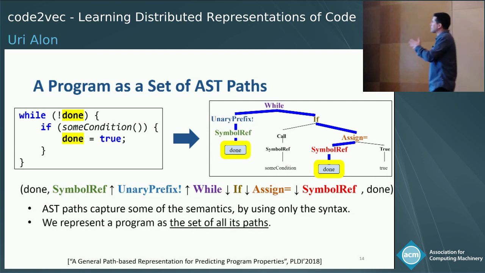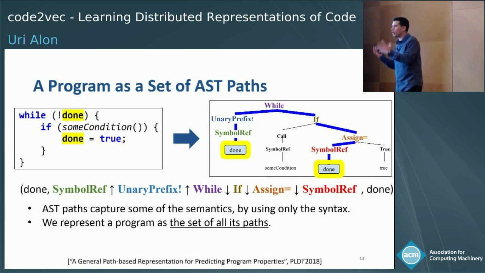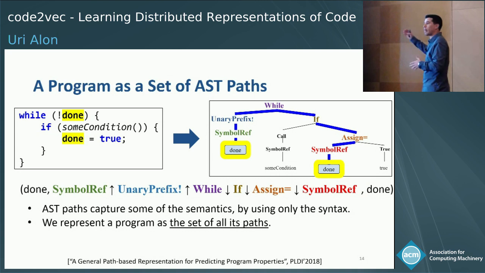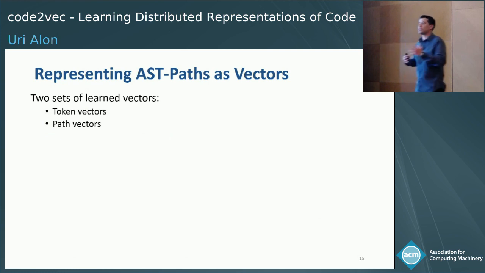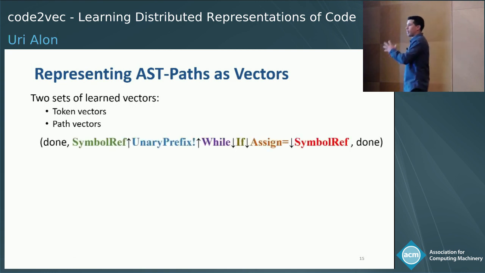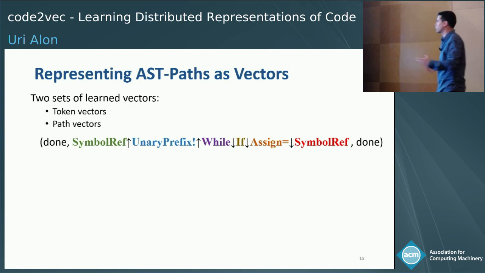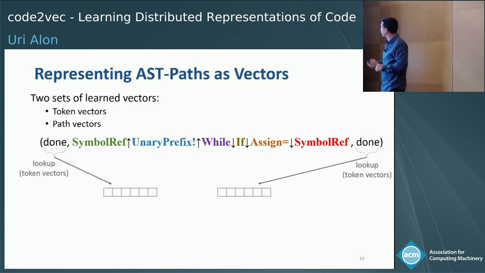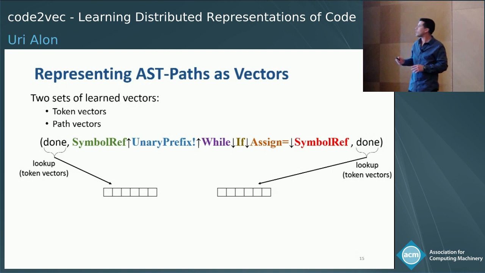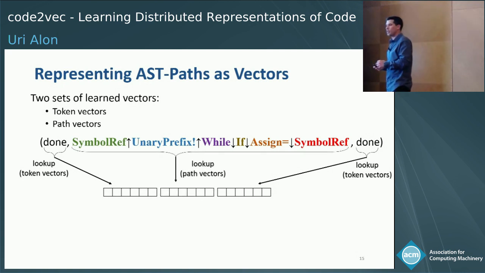And to represent the entire piece of code, we take the set of all the AST paths, so not only the single path, but the set of all the paths between leaves, so also the path between done and true and done and some condition. And we need to represent them as vectors. So we use two sets of learned vectors, a set of token vectors and a set of path vectors. Then given a path and the two tokens that it connects, which are the same done and done in this case, but they are usually different from each other, we look up the tokens from the set of token vectors, we look up the path from the set of path vectors, and we concatenate these three vectors and get a single vector.